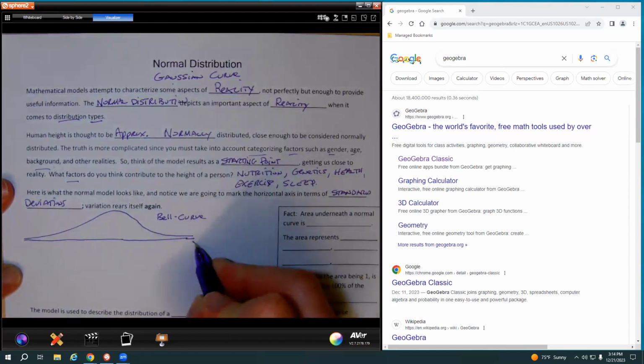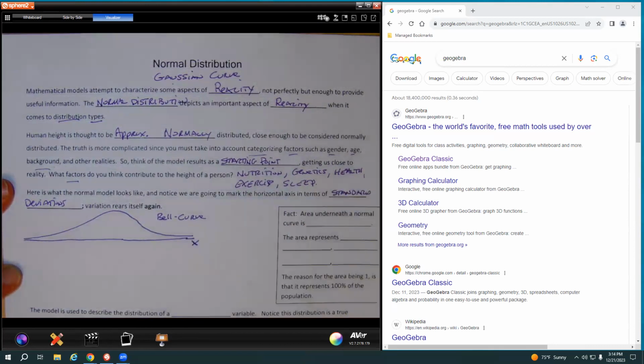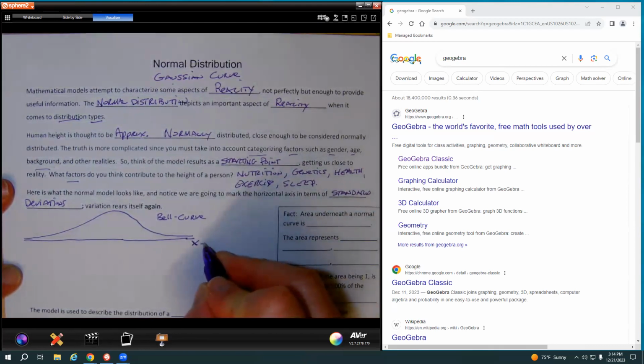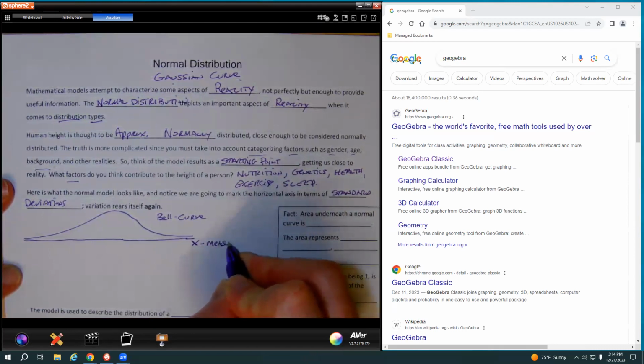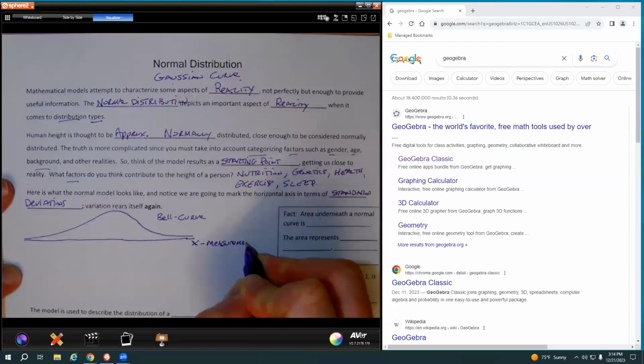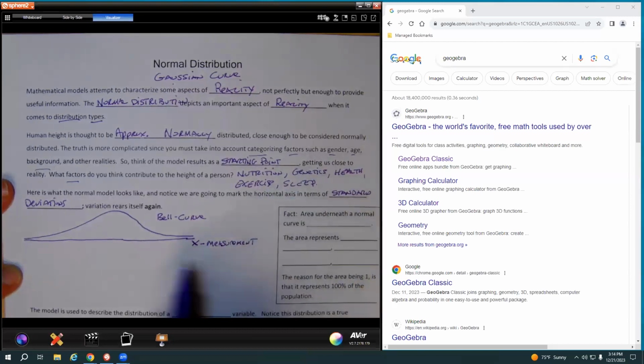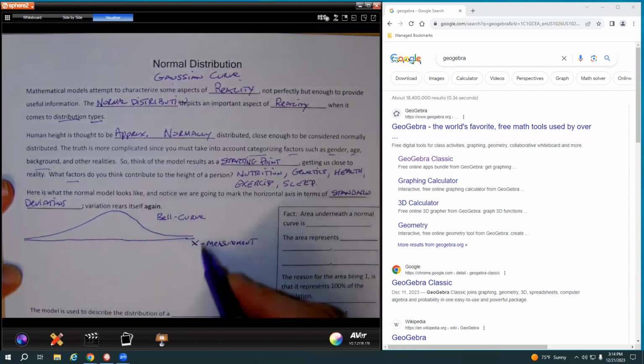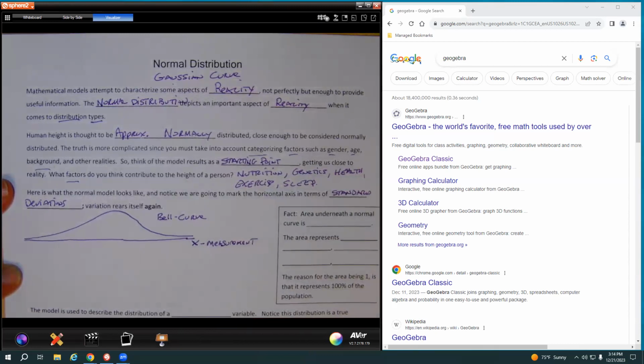And the axis itself, I'm going to just call this X, just like you did in algebra. But what this really represents is your measurement. Okay, that's what this axis is. So if it's height, then X is the height of a person. If it's weight, then X is the weight of a person. And of course, we don't have to use X. We can use any variable we want.